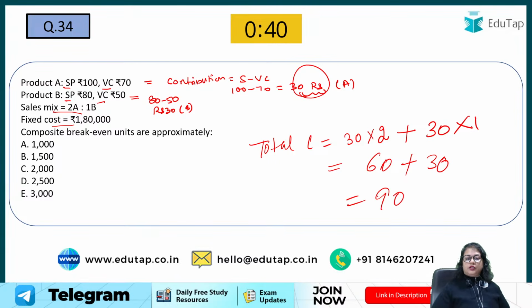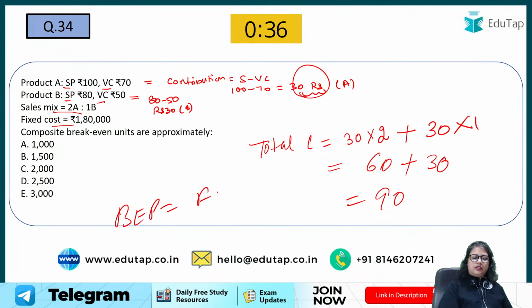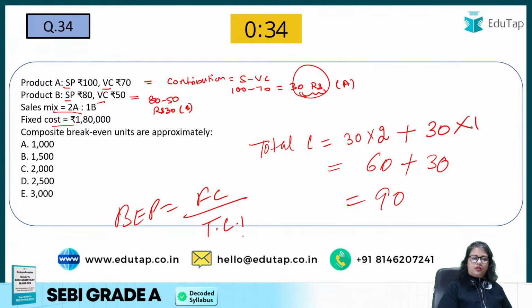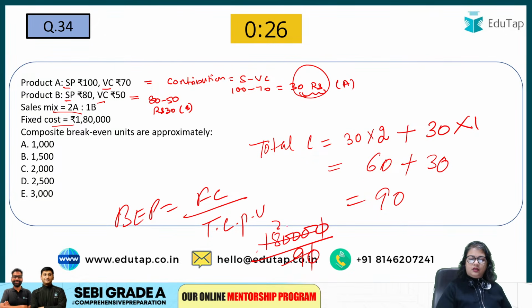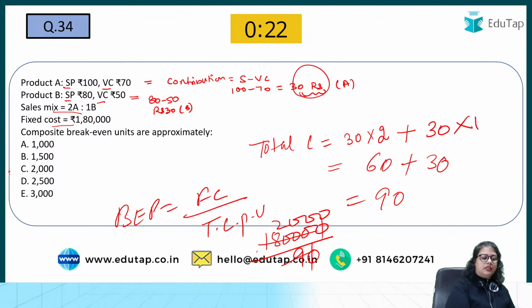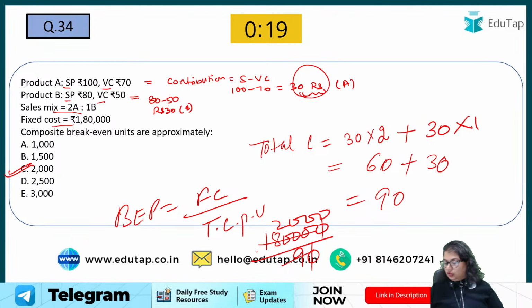So how will you calculate the break-even units? Break-even units is equal to fixed cost upon total contribution per unit. The fixed cost is 1,80,000. 1,80,000 divided by 90. When you calculate this, you will get 2,000 units. So the answer is C, 2,000 units. Everybody who got it correctly? Very good.